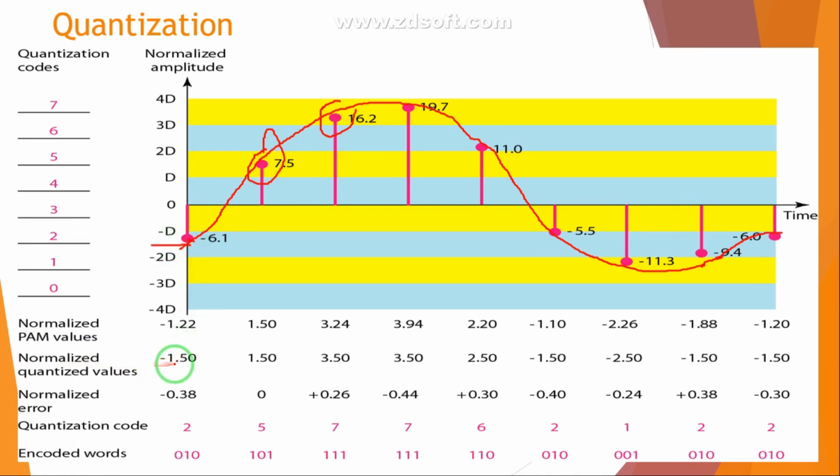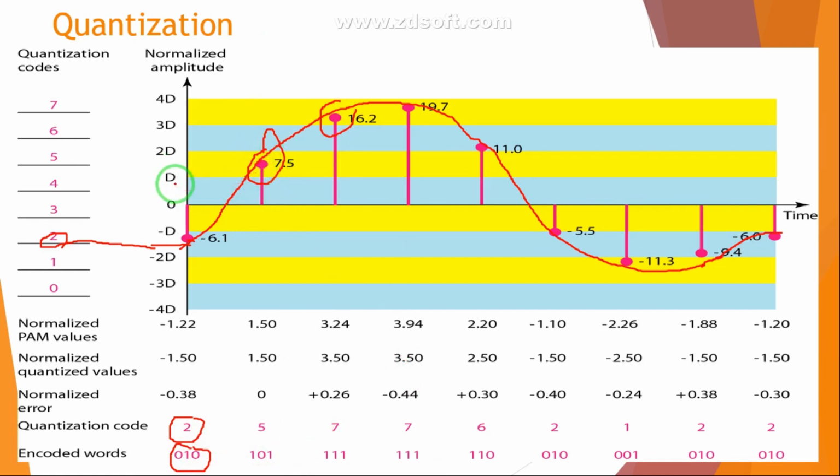But this minus 1.5 comes under the window of what quantization code? That is 2. So we have assigned a code 2. And what is the binary equivalent of 2? It is 0, 1, 0. Understood? Similarly, you can take this sample.